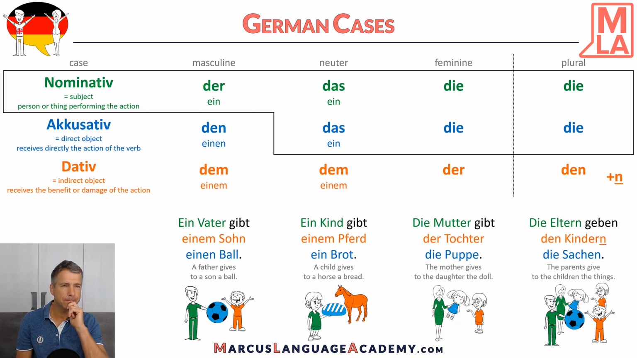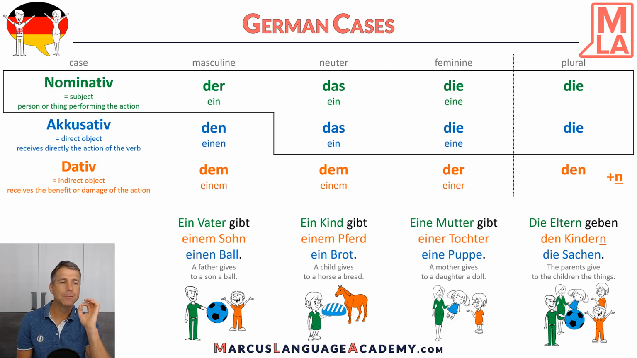And in feminine, what do you think? Just think a moment. Eine Mutter gibt einer Tochter eine Puppe. Here actually we add an E to the indefinite article, eine, no, because it's feminine. Accusative, it's the same, eine, and in dative we had already der, and so we have einer, no, einer Tochter. Eine Mutter gibt einer Tochter eine Puppe.